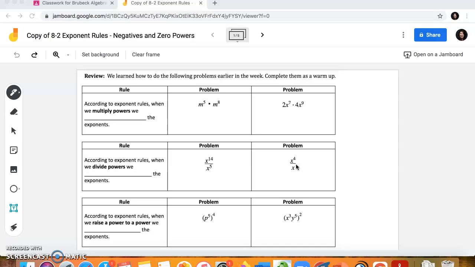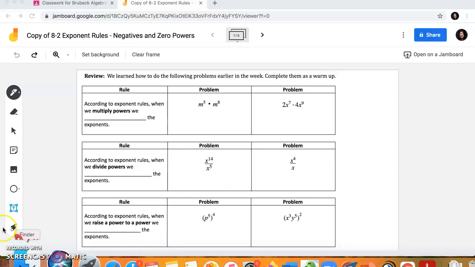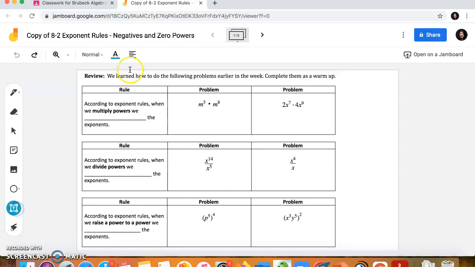But before we do that, in class we reviewed the rules of how to multiply, divide, and raise a power to a power, what we learned in class on Monday and Tuesday. So for this set of notes, we're going to do the same thing. We're going to review that. So when we're multiplying, I'll just read the whole thing.